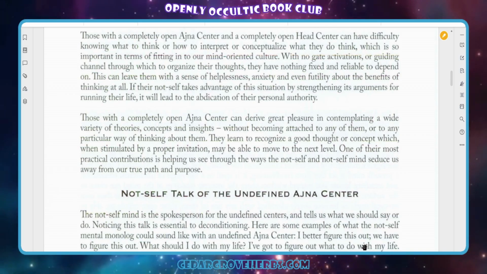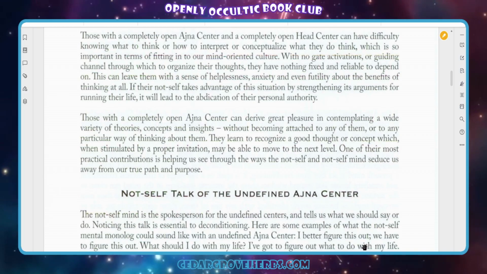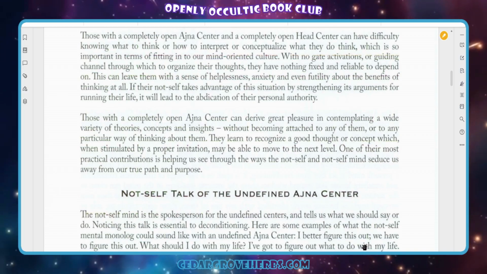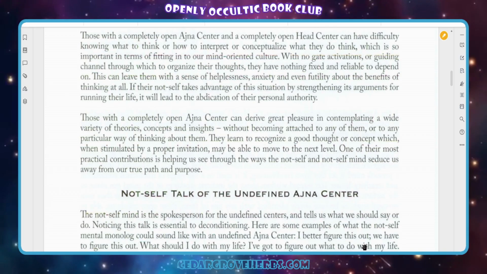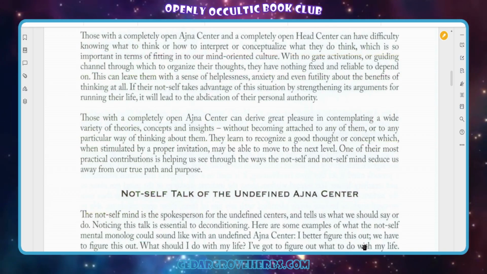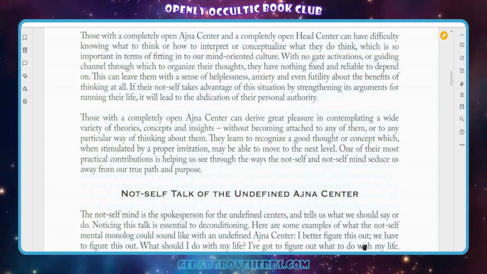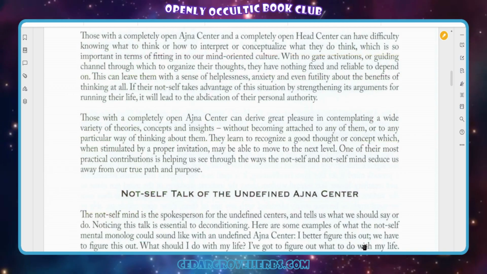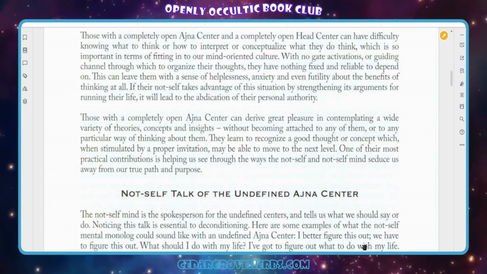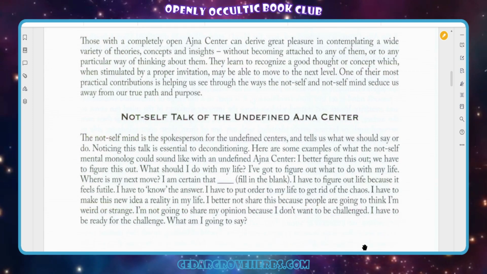One of their most practical contributions is helping us see through the ways the not self and not self mind seduce us away from our true path and purpose. That was a mouthful. One of their most practical contributions is helping us see through the ways that the not self and not self mind seduce us away from our true path and purpose.